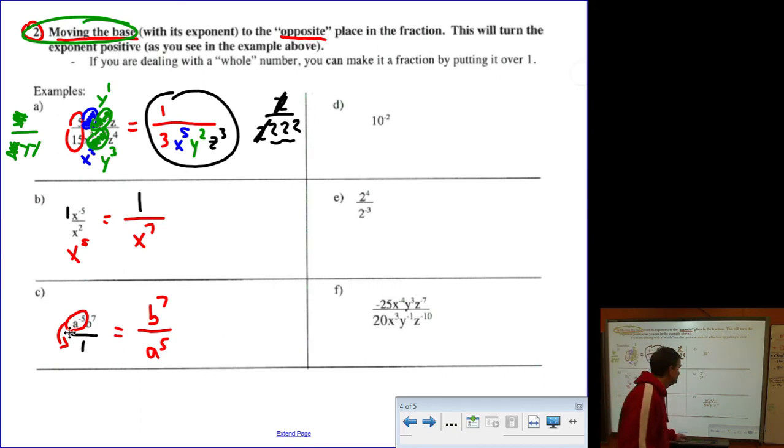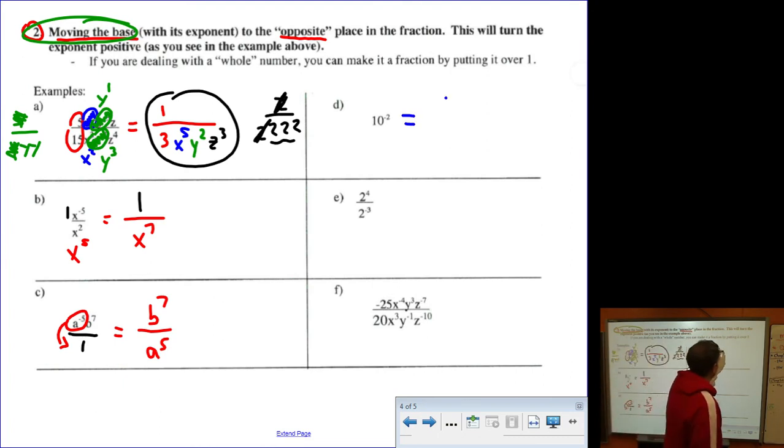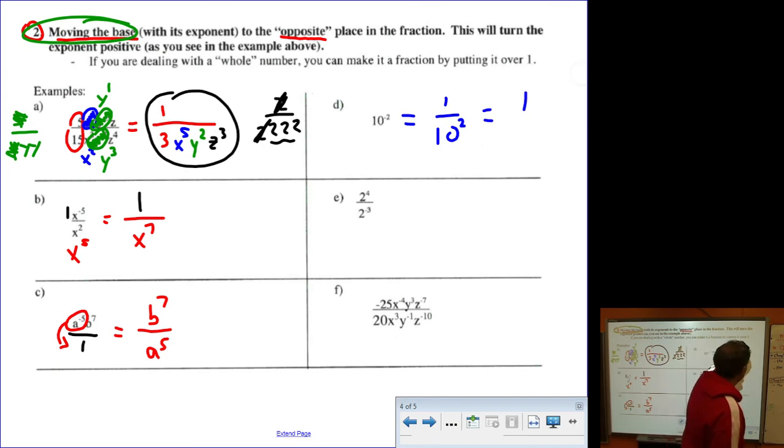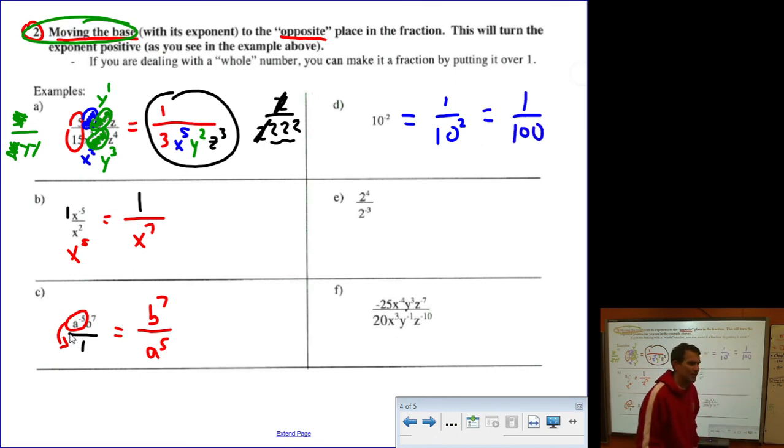Letter D. All right, letter D is one where I would actually use the reciprocal instead of moving it to the opposite place. I really just have one term, I have a 10, I take the reciprocal of 10, which is 1 over 10, and that turns the exponent positive. So 10 to the negative 2nd is equal to 1 over 10 to the 2nd. Or I could go ahead and simplify that and make it 1 over 100.